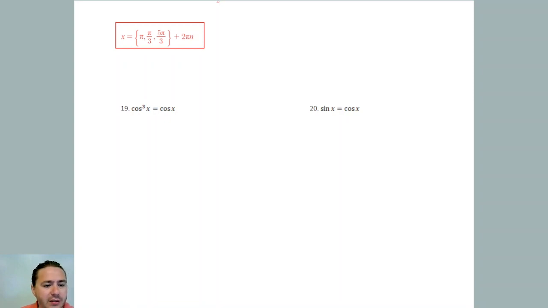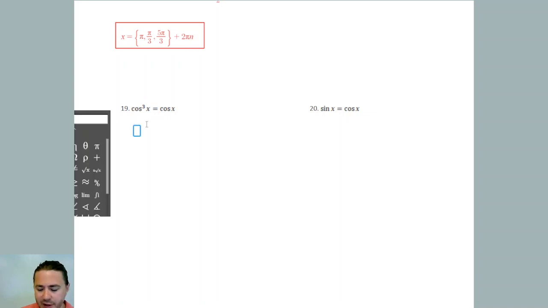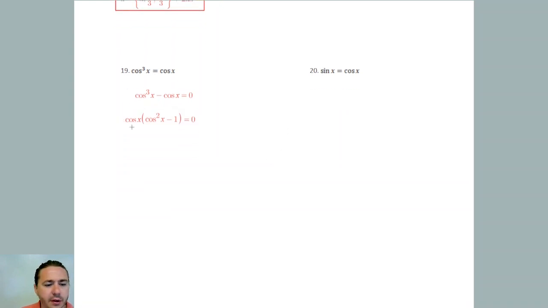So let's subtract cosine x from both sides, and that gives us cosine cubed x minus cosine x equals 0. What we could do here is factor out a cosine x as a greatest common factor. And then we'll solve each of these separately. We can use the zero product property, like we've done on a few other problems, to set each of these factors equal to 0 and then solve them.